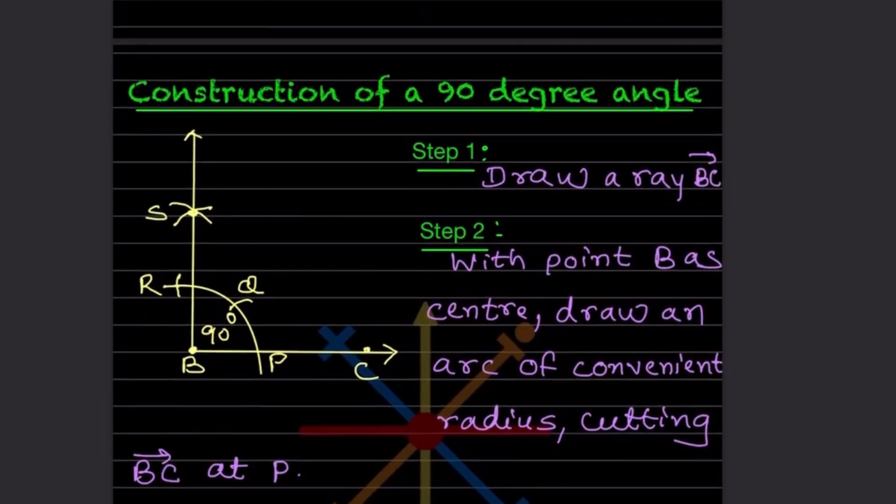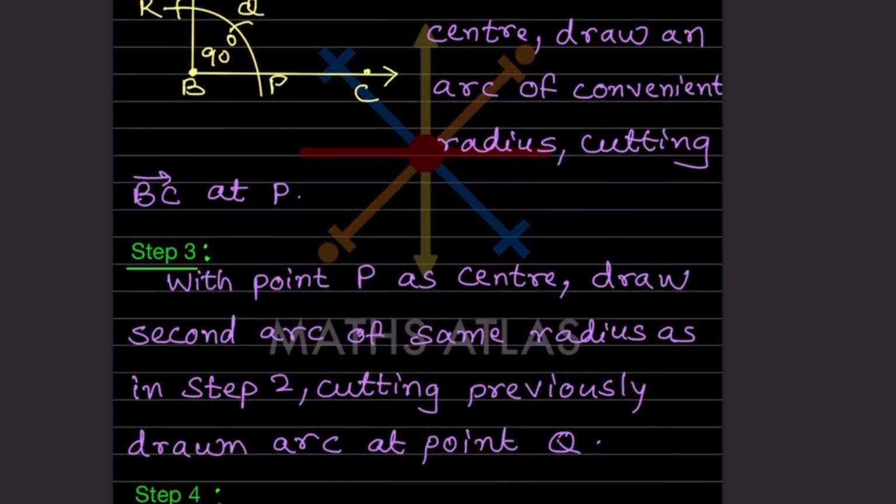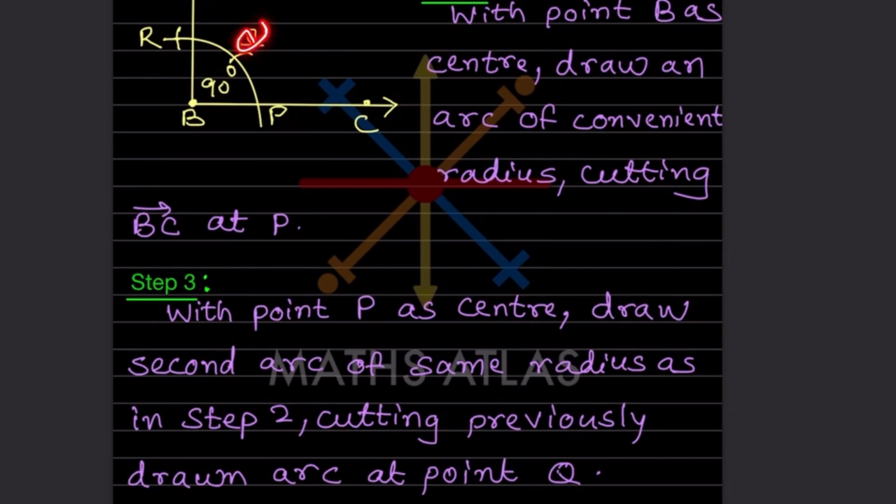Here you are going to cut at this point with the same radius. Whatever radius you took here, you are going to use the same radius here. You can name the point anything, I just name it Q. So now, step 4, what does it say?